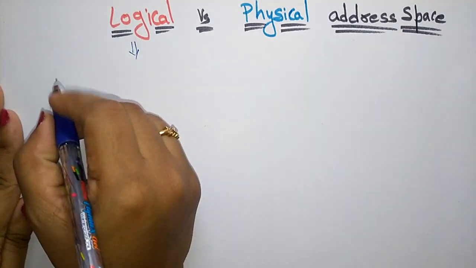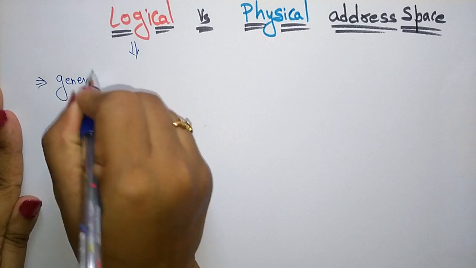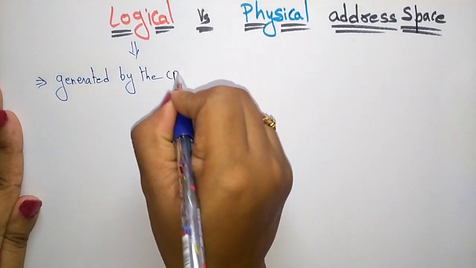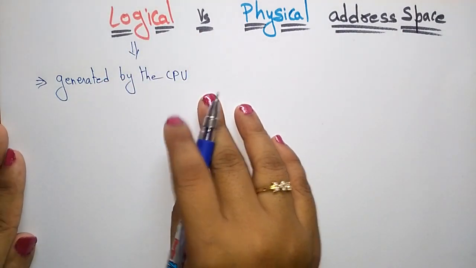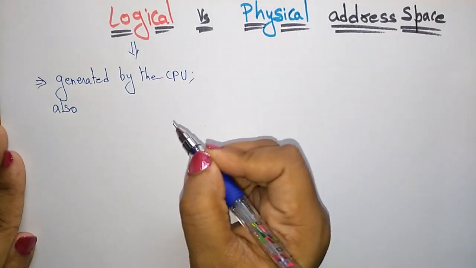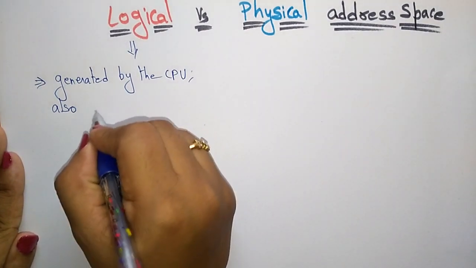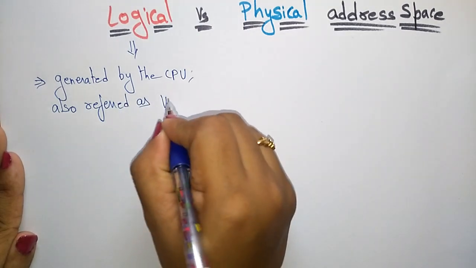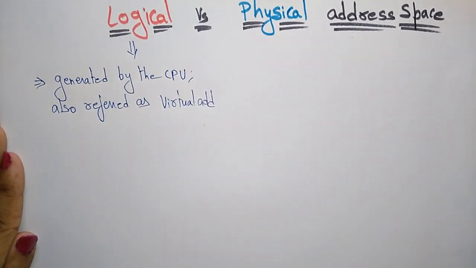Now let us see. A logical address space is generated by the CPU. So this point you have to remember. Logical address space is always generated by the central processing unit. It is also referred to as a virtual address. Logical address space and virtual address space both are the same. Now coming to the physical address space.